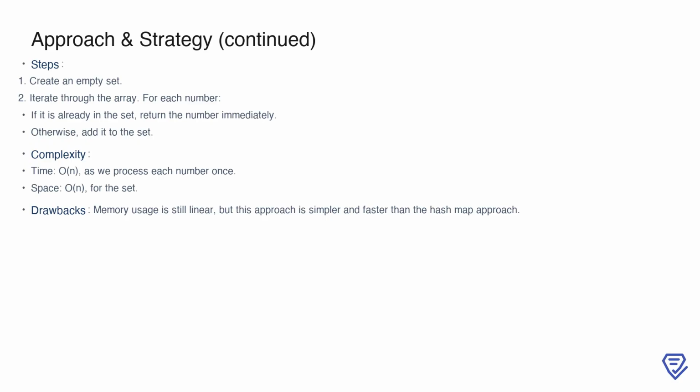The time complexity of this approach is O(n), as we only process each number once, and the space complexity is also O(n), due to the storage required for the set. While the memory usage is still linear, this approach is simpler and faster than the hash map approach because it avoids the overhead of maintaining frequency counts. This simplicity makes the set approach an appealing option for solving the problem efficiently.